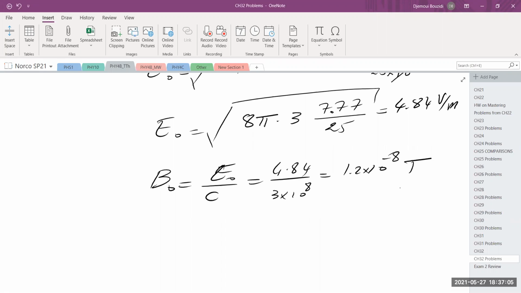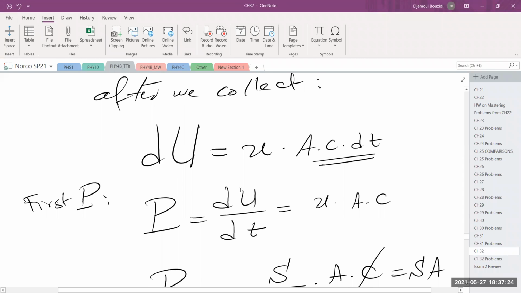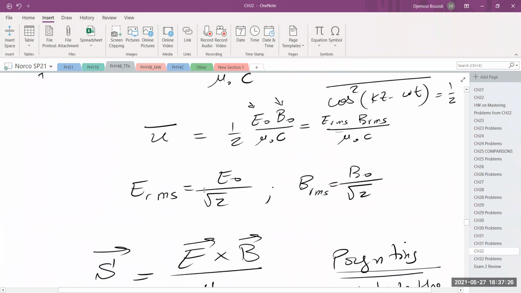Okay, so we found the electric field and the magnetic field. Part C, what is the energy density of this wave? What is the average density of the energy this wave carries? So we need to find U bar. U bar, the average energy density, what is it?